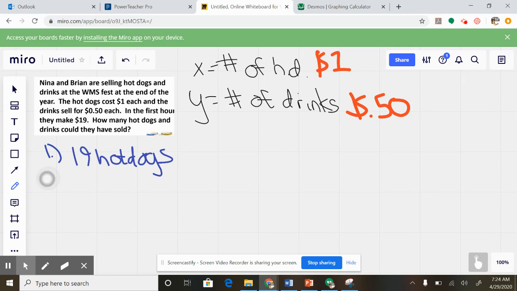Then question two was kind of the opposite. It was, if you only sold drinks and no hot dogs, how many drinks would you have to sell to get up to $19? Well, the drinks are half the price. The drinks are only 50 cents. So I would need more drinks than hot dogs to get all the way up to $19. If I did $19 divided by 50 cents, or I'm just saying how many 50-cent drinks do I need to get up to $19, the answer there is 38 drinks.